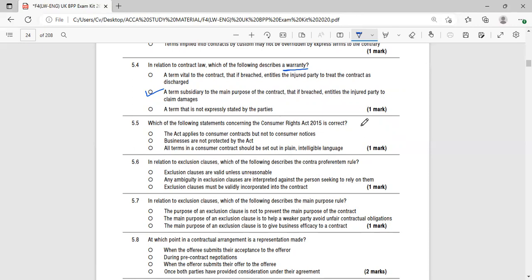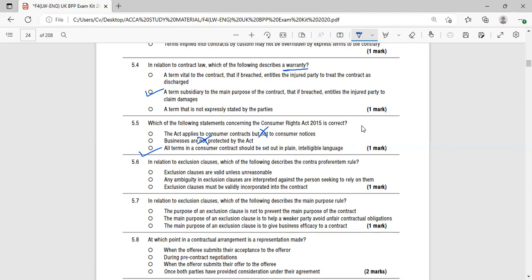The Act applies to consumer contracts but not to consumer notices. Number two, businesses are not protected by the Act. Number three, all terms in a consumer contract should be set out in plain, intelligible language. This is the right answer. The Consumer Rights Act 2015 applies to consumer notices, such as signs in car parks, as well as to consumer contracts, so the first option is incorrect. Businesses are protected if they can prove they were acting as a consumer, so the second is incorrect. All terms must be made in plain, intelligible language.